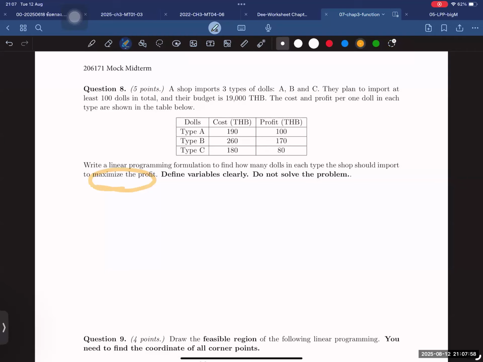So if we want to maximize the profit, first we should define the variables. Maybe we start with identifying x1. We have three types, A, B, and C. So we define x1 as the number of doors of type A. X2 is the number of doors in type B. X3 is the number of doors in type C.